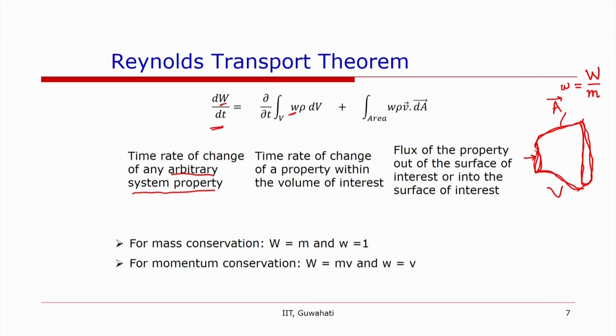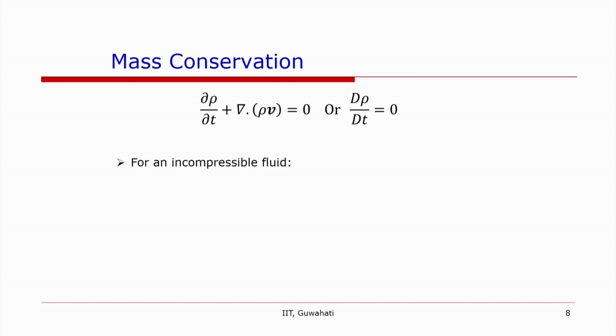If we consider that this property W is the mass of the system, then the small w, or the intensive property, becomes 1, and if we consider the property as the momentum of the system, then w becomes the velocity. Based on this, one can derive the mass conservation equation and the momentum conservation equation using Reynolds transport theorem. We might have one of these as an assignment problem, but we are not going to derive it here.